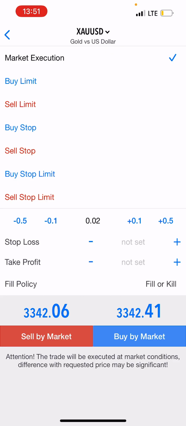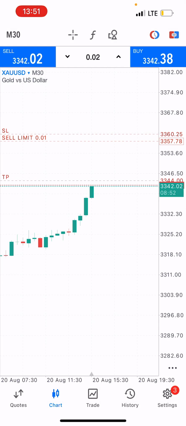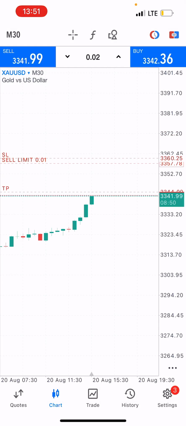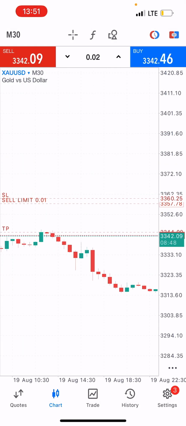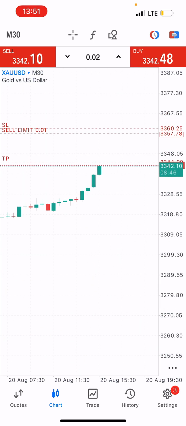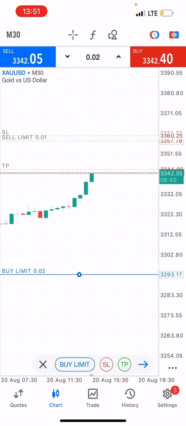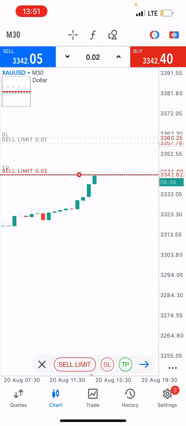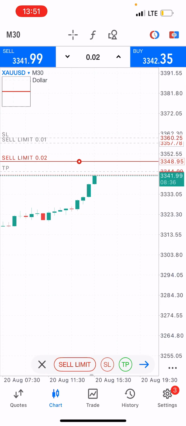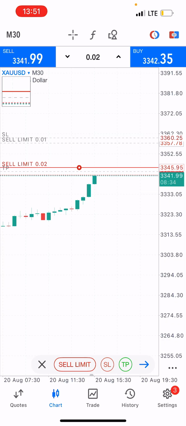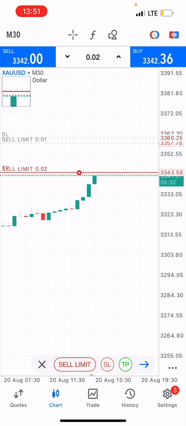But a limit order is probably when you're given a trade like this. They say, okay, maybe buy gold at 3340, sell gold at 3342 to 3344. It means basically this: you can enter the trade at 3344, you can enter the trade at 3343, and you can enter the trade at 3342.